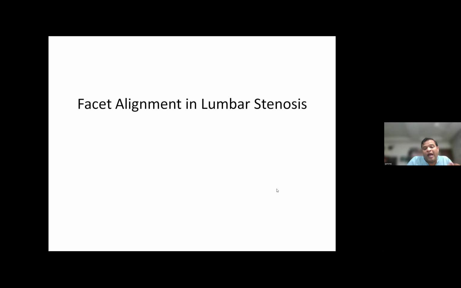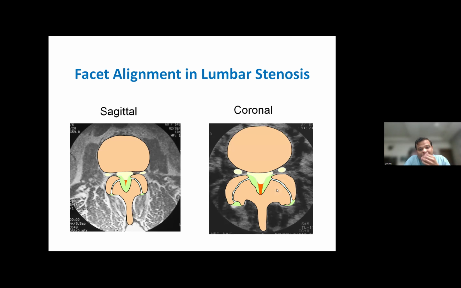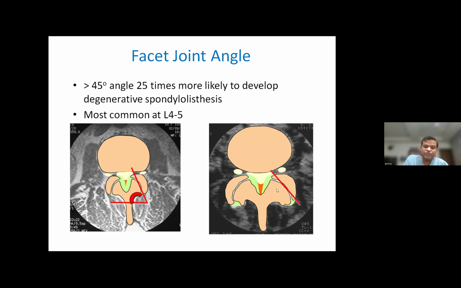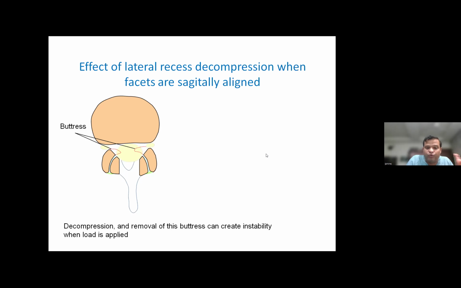And facet alignment in lumbar canal stenosis surgery ultimately decides whether you are going to fuse proactively in these patients or you are just going to do a decompression. So in sagittally oriented facets, like Dr. Anuj was already mentioning, there is a high preponderance that the buttressing effect of this facet goes away, and then they slip. So whenever you have sagittally oriented facets, you need to do fixation along with the decompression.